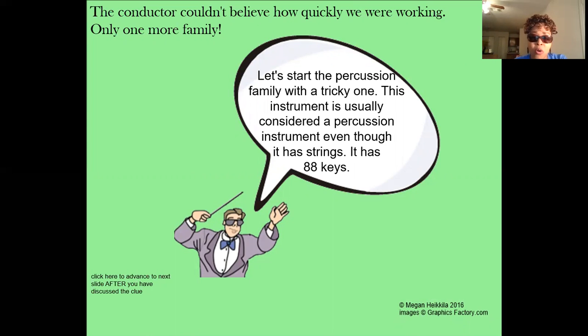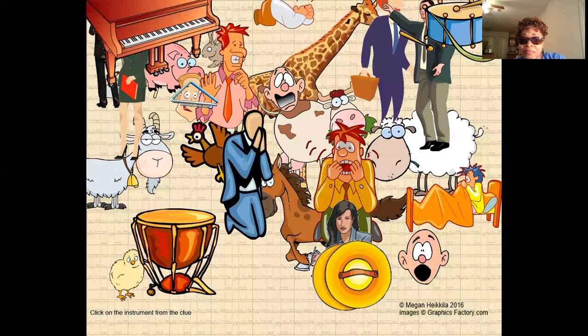In this secret code message, it says, let's start the percussion family with a tricky one. This instrument is usually considered a percussion instrument, although it has strings. It has 88 keys. That is your hint, keys. What instrument do you think it is? Do you see any instrument with keys?